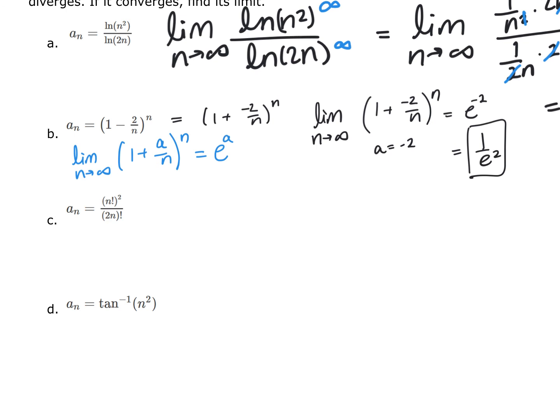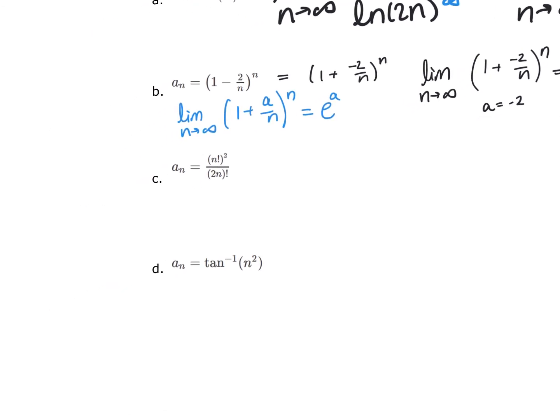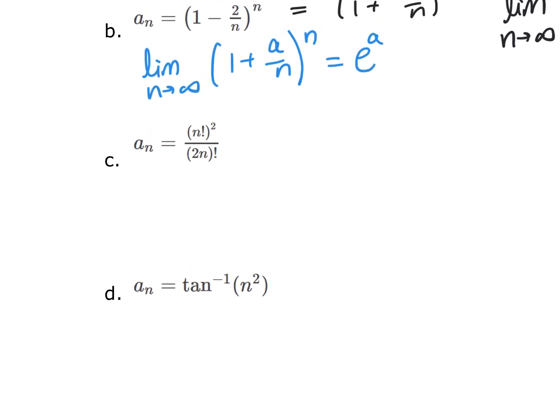Look at my next example, and this is factorial, which we may or may not have spent a lot of time on. What I'm going to do is start writing out the factorial just to make my life a little bit easier, if at all possible. So n factorial squared is going to be n factorial multiplied by n factorial.